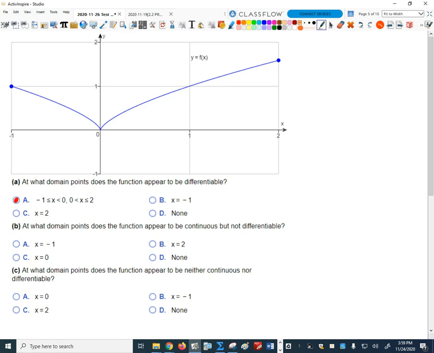At what domain points does the function appear to be continuous but not differentiable? Well, that's going to be at 0. It's continuous because I can draw without picking my pen off the board, but it's not differentiable because it's a sharp corner. At what domain points does the function appear to be neither continuous nor differentiable? Well, it's continuous everywhere, so that's none.